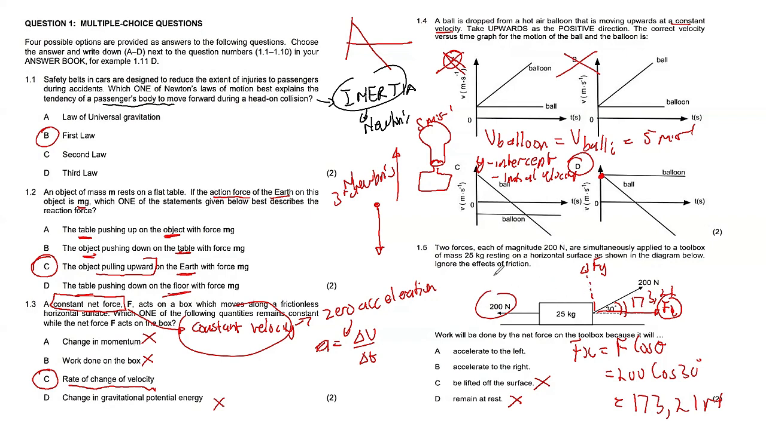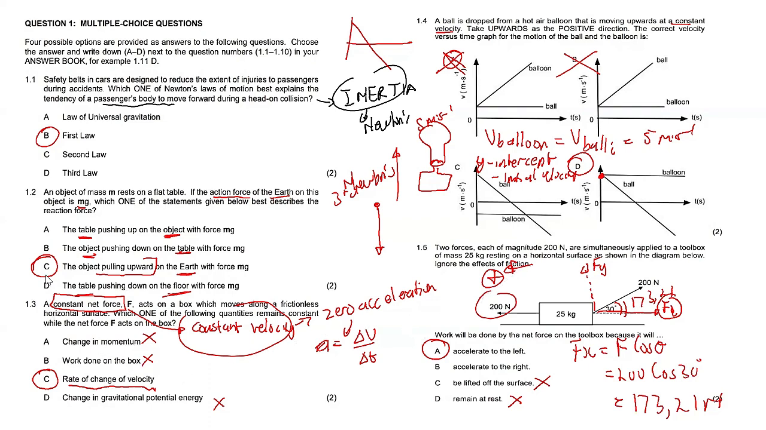So that means the total net work done will be to the left, meaning the object will be pushed to the left, or will accelerate to the left. So making our option A the correct option, right? So you saw the thought process that goes into answering those questions.